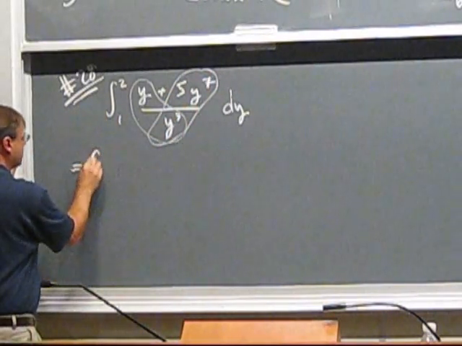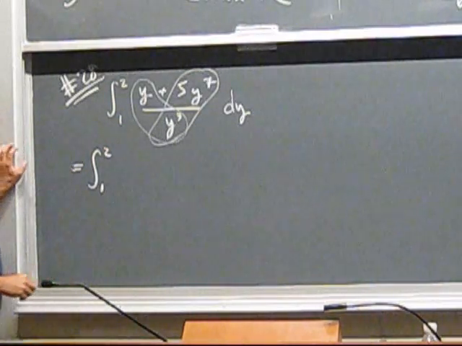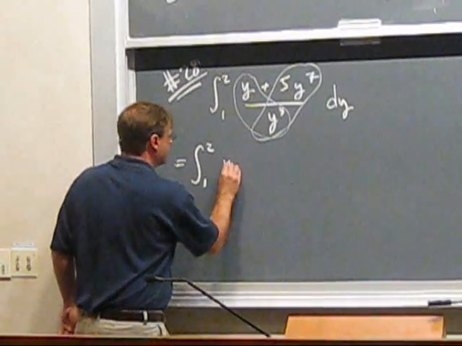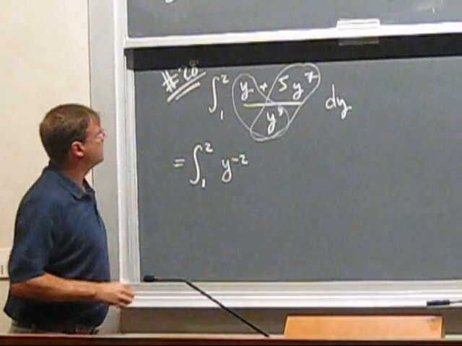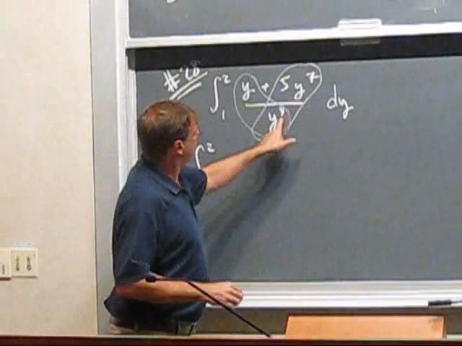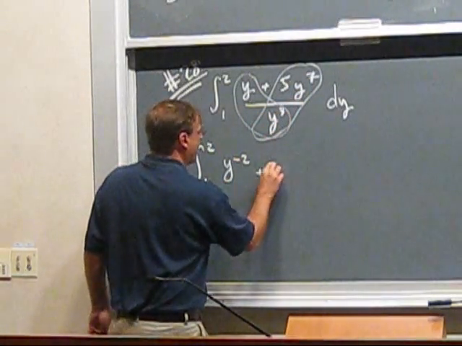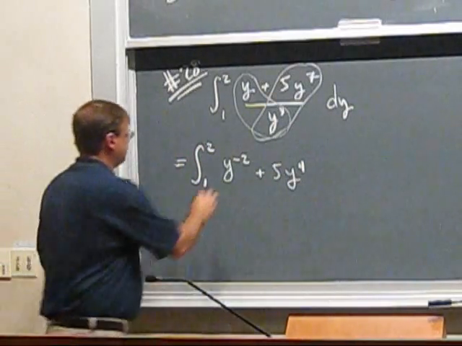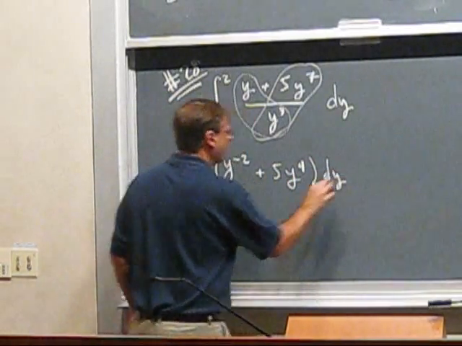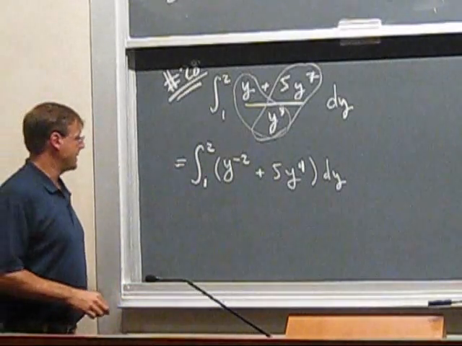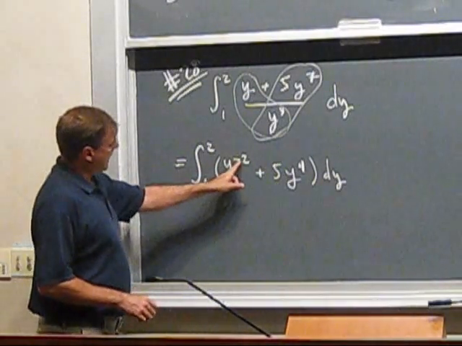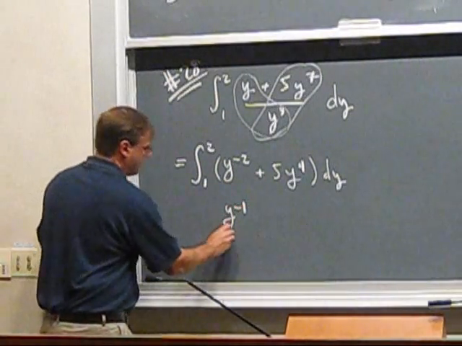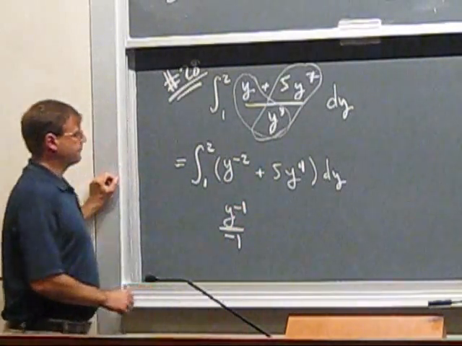So this integral here is really the integral from 1 to 2. I have y divided by y cubed, that gives me y to the negative 2. And then I have 5y to the 7th over y cubed, that gives me 5y to the 4th. And now I'm ready to anti-differentiate or integrate this. When I add 1 to the exponent here, I get y to the negative 1, and then I need to divide by that negative 1.